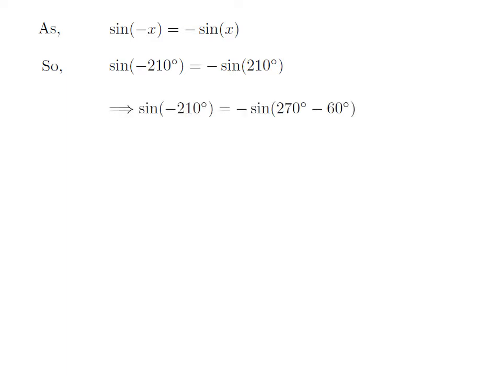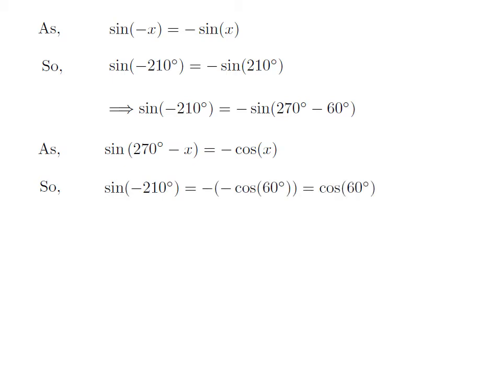As 210 degree is equal to 270 degree minus 60 degree, so sine of minus 210 degree is equal to minus sine of 270 degree minus 60 degree. As we know, the trigonometry identity sine of 270 degree minus x is equal to minus cosine of x. The video explaining how to derive this identity is appearing in the upper right corner. Also, the URL address of the video has been mentioned in the description section.